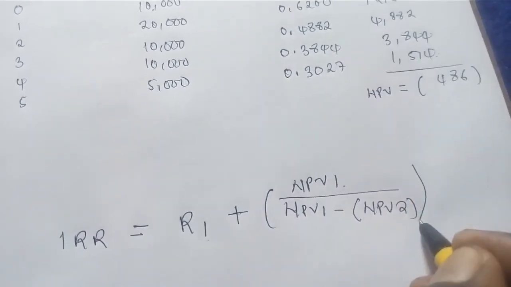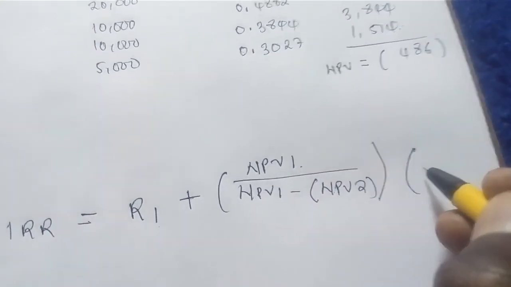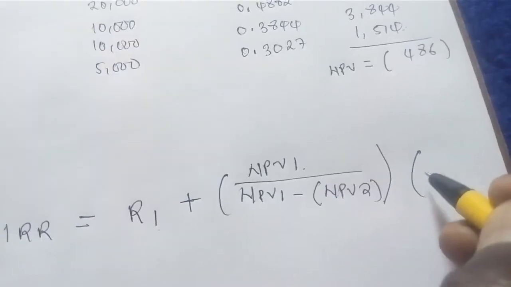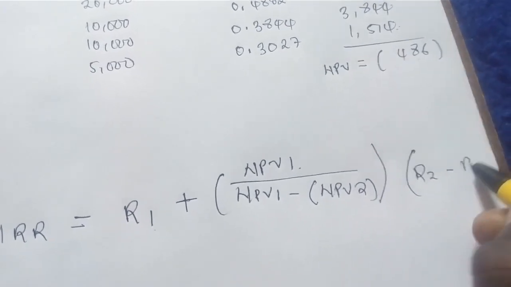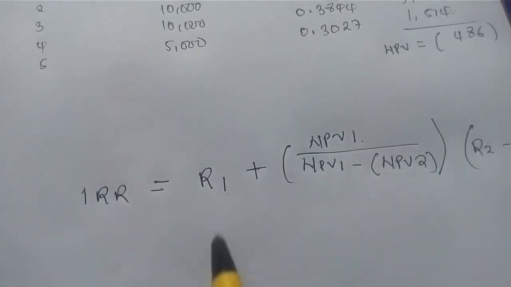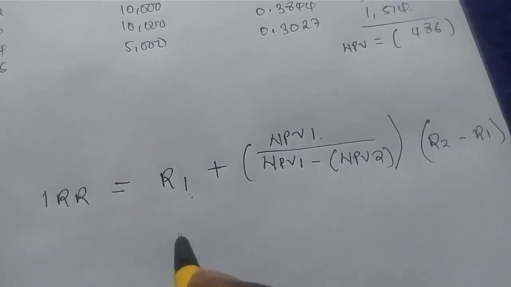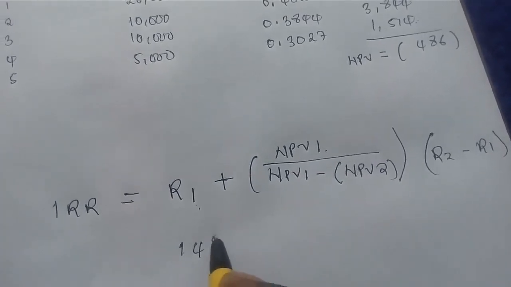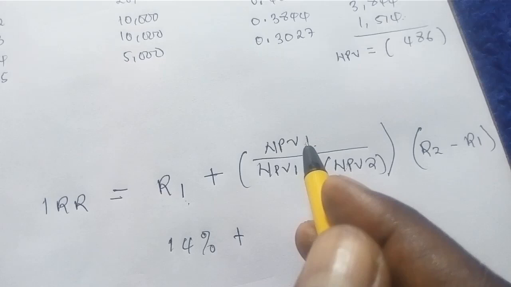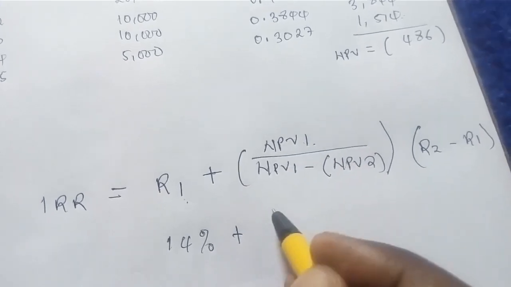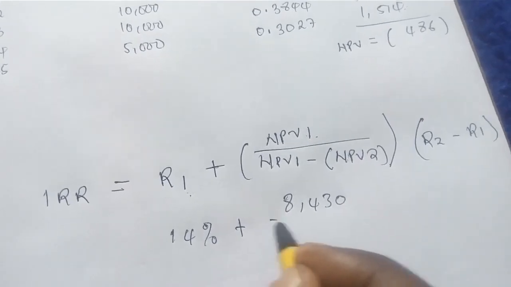Then when we find that, we will multiply with the second rate. So the rate that has given us the negative NPV, we call it rate 2, from which we subtract rate 1. So rate 1, what we had in the initial question, in this case 14%, which we'll add to. So the first NPV that we had gotten was 8,430. So we have 8,430, which we divide with.